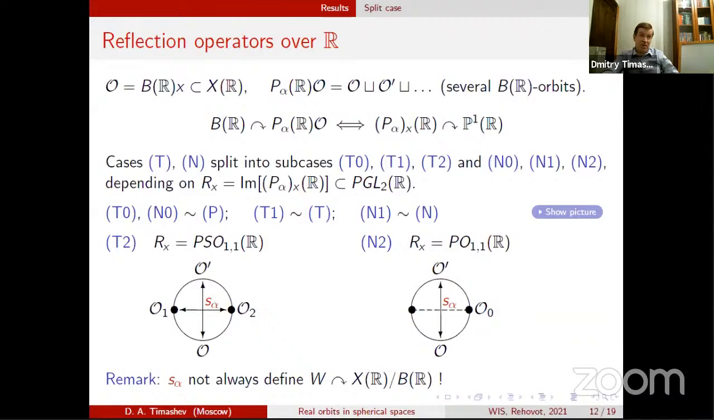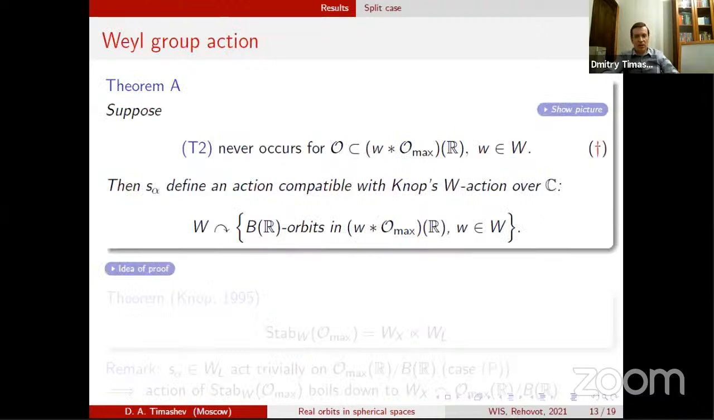Either, well, maybe not on the whole set of real Borel orbits, but on some subset of the set which is sufficient for our purposes, for the classification purposes. Let me remind you that for the classification problem, we need only open real Borel orbits, sitting in the open complex Borel orbit. Okay, so let me now go further and explain in which case we still have such an action of the Weyl group on a smaller orbit set.